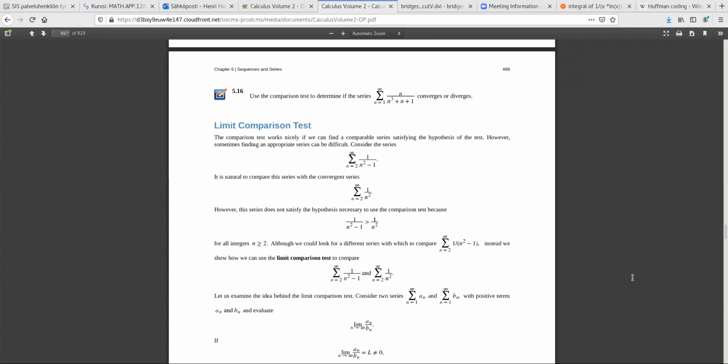which is smaller than 1 over n squared, and sum over 1 over n. So this is what we can determine, right? We can determine that this converges, so we're good.